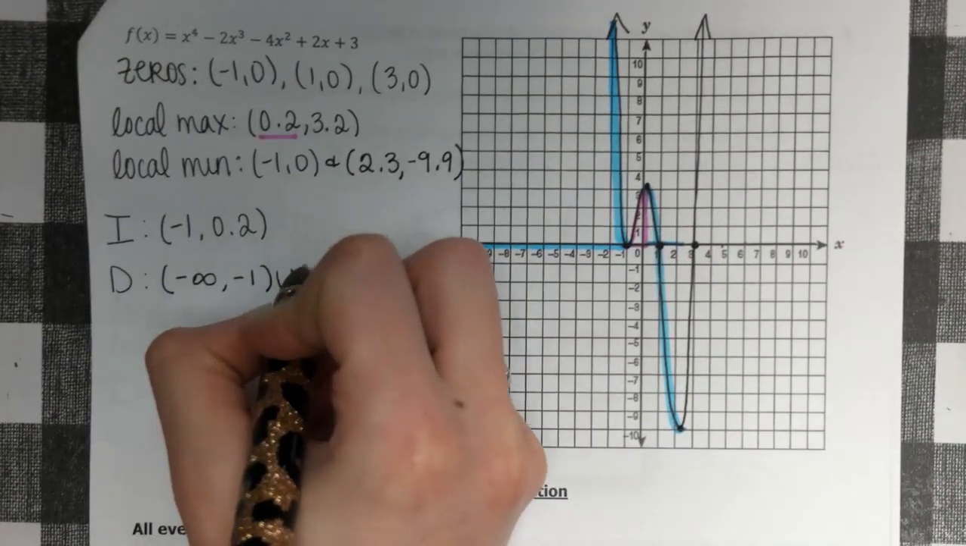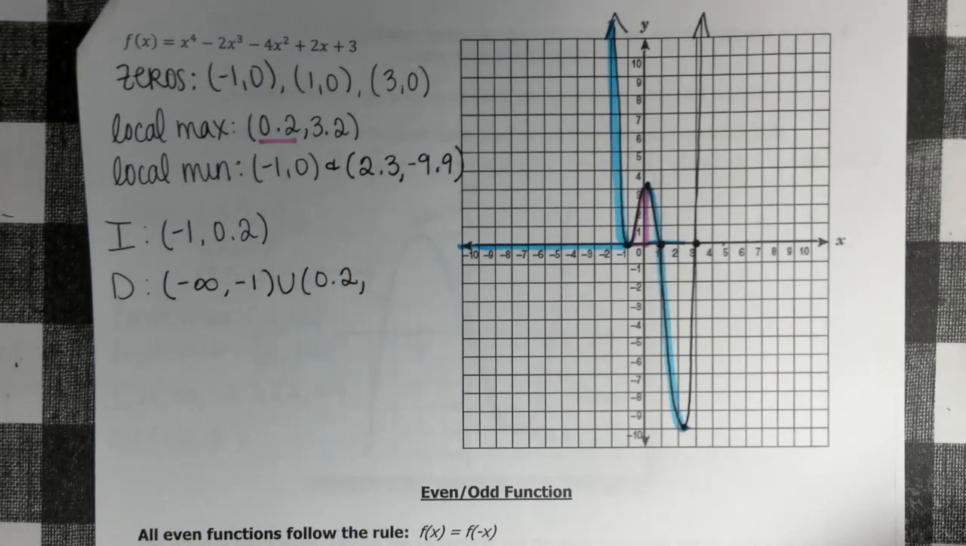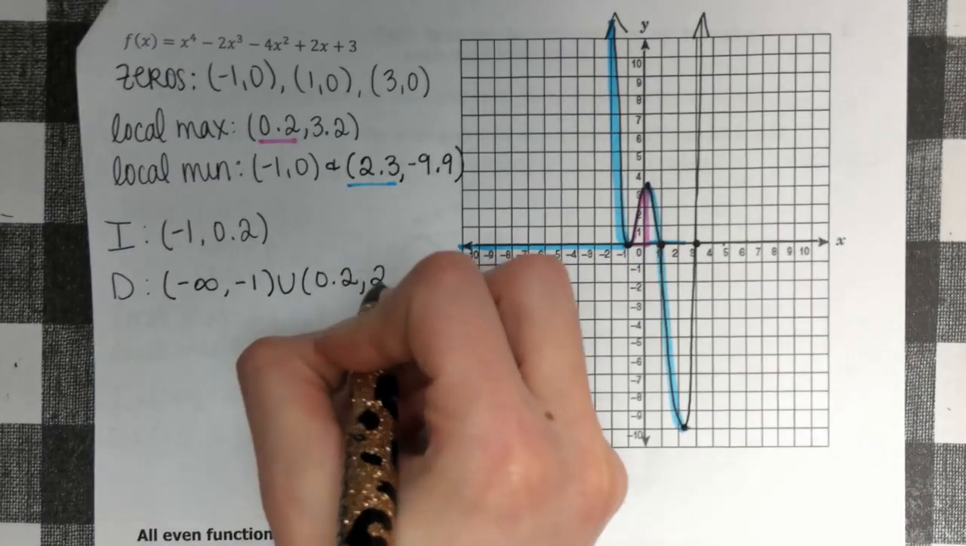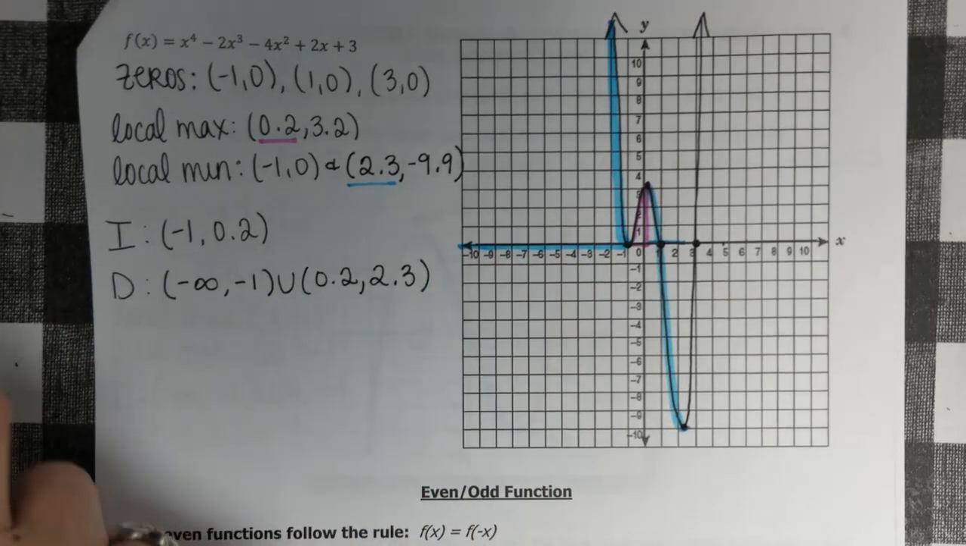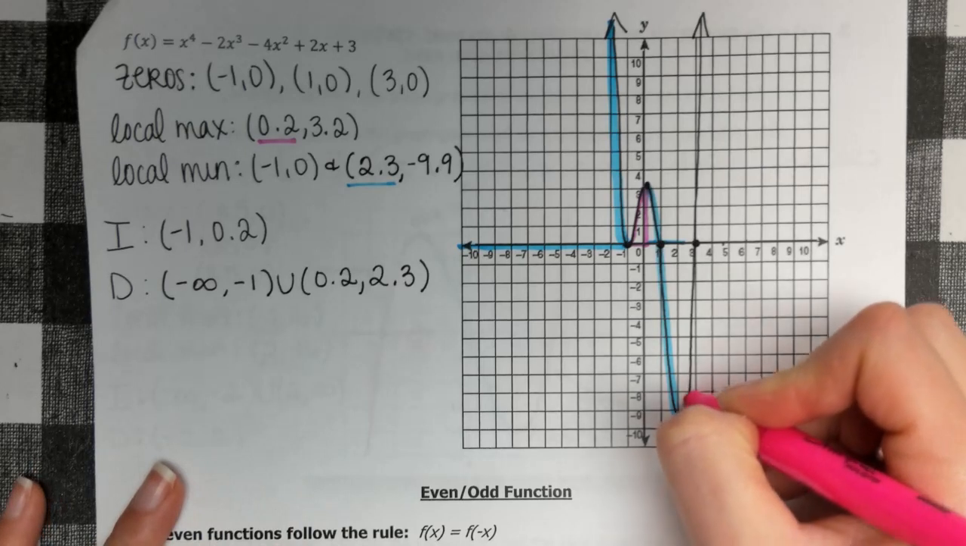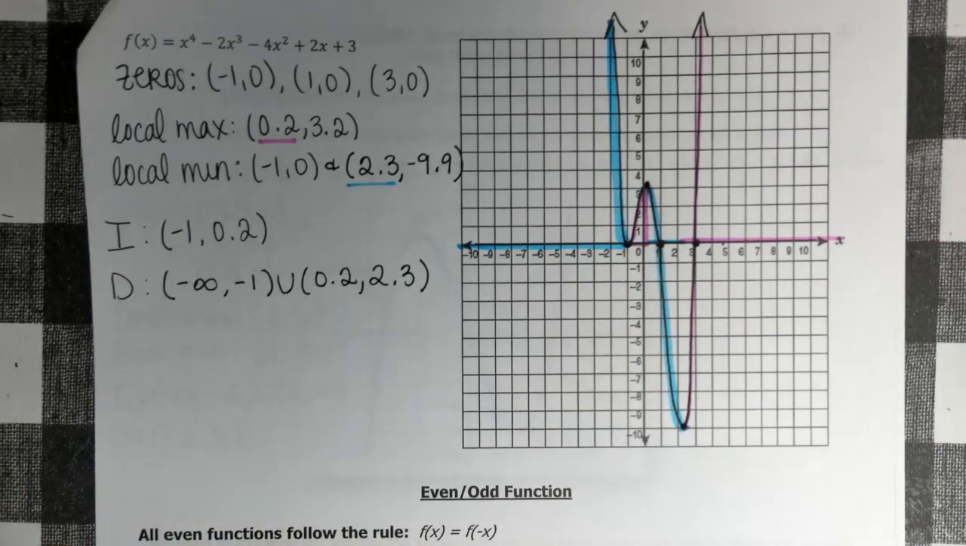So from 0.2 to what? What was that minimum x value? 2.3. And then from that 2.3 onward, I start increasing.